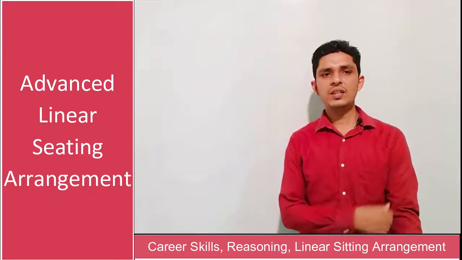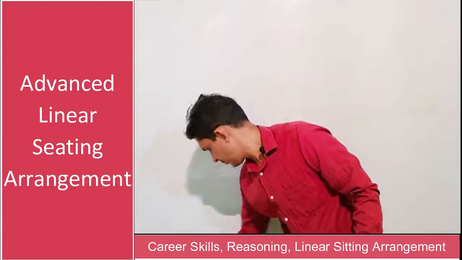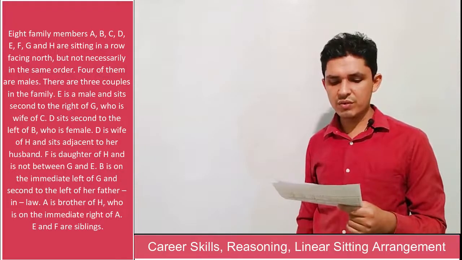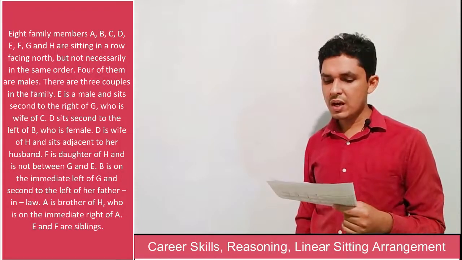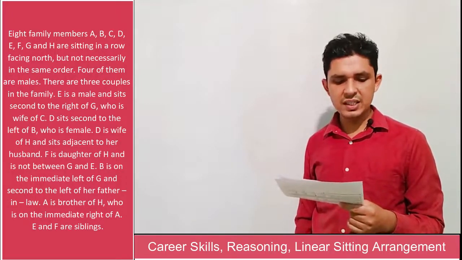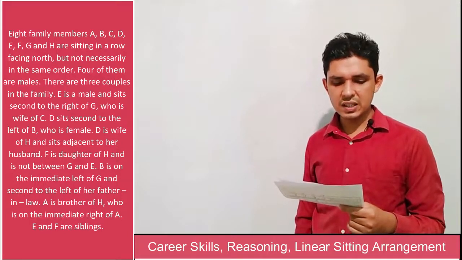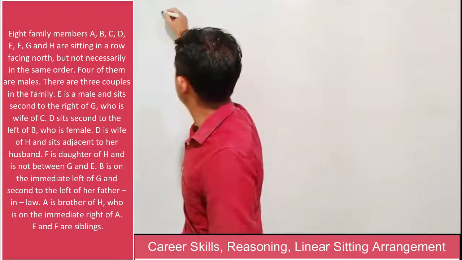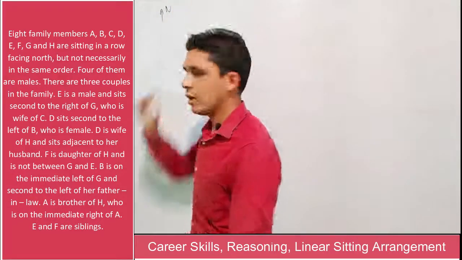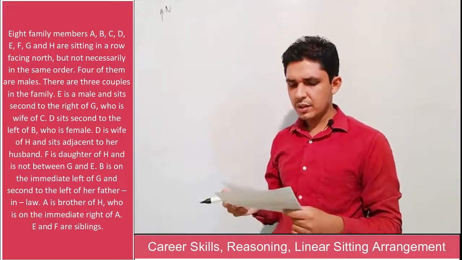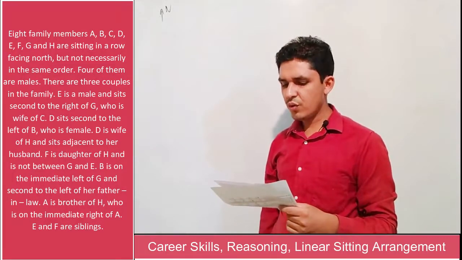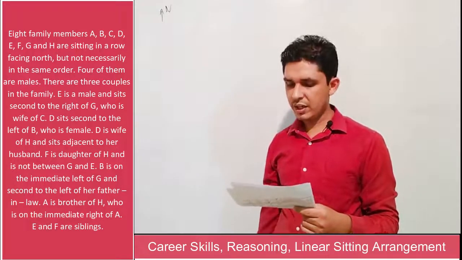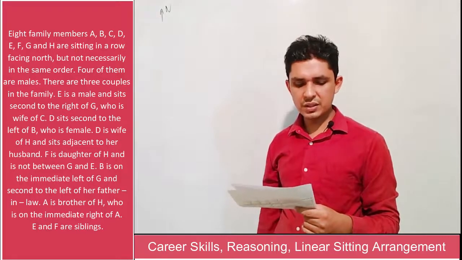Okay, so the question is 27 to 31. Study the following information carefully and answer the questions given below. 8 family members A, B, C, D, E, F, G and H are sitting in a row facing north. That means north will be the direction above, right? But not necessarily in the same order. 4 of them are males and the rest 4 are females, right? There are 3 couples in the family.